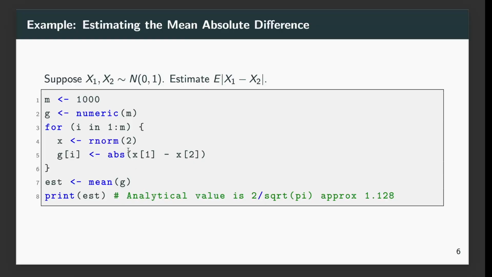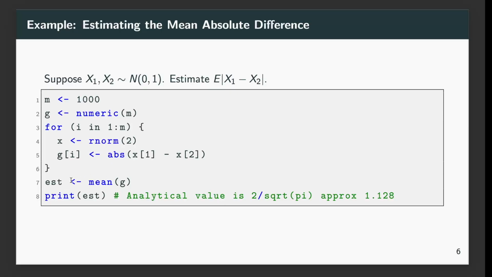Gi is the absolute difference between the first x minus the second x that we generated in the above line. So x1 minus x2, and we get the absolute difference. And then we close the loop, and finally we compute the mean of g, and we store it in the EST.